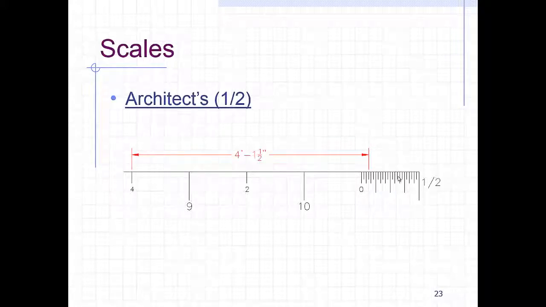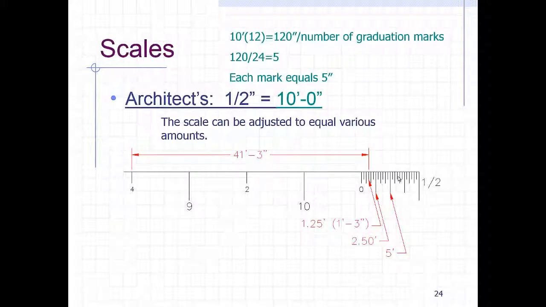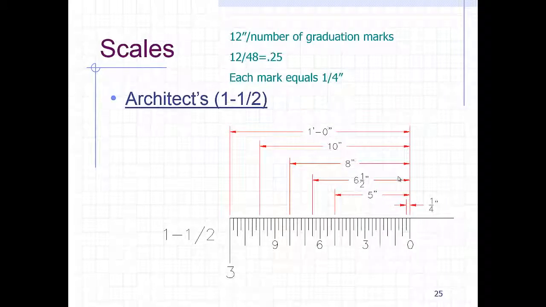And again, just another example of what another scale would look like. Now we can use this scale to mean different things. We can say it's a 1/2 inch equals 10 feet. So that would obviously change what each little increment defines. Each one would be 5 inches in this case. But we'll stick to just the basics, the 1/4 inch, the 1/2 inch, and so on as we look at this.